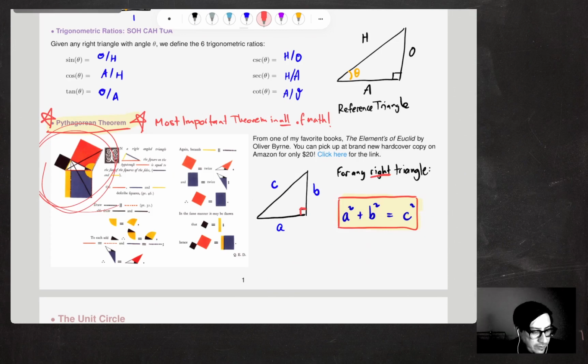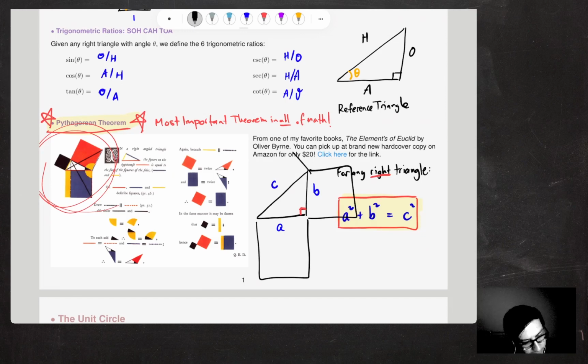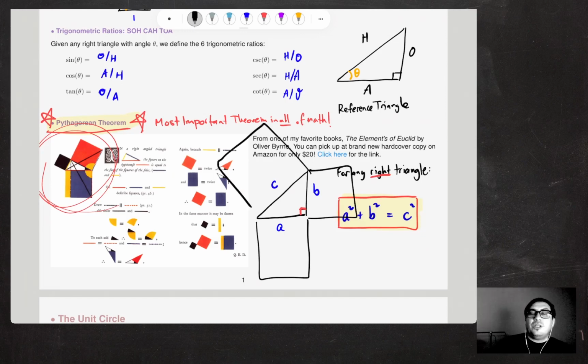So maybe one way to visualize it is you'd have A squared, B squared, and then C is the bigger one, C squared. Which is kind of surprising, since if you look at my picture, it looks like A squared plus B squared looks bigger, but it's not. You can actually prove that they would be the same.